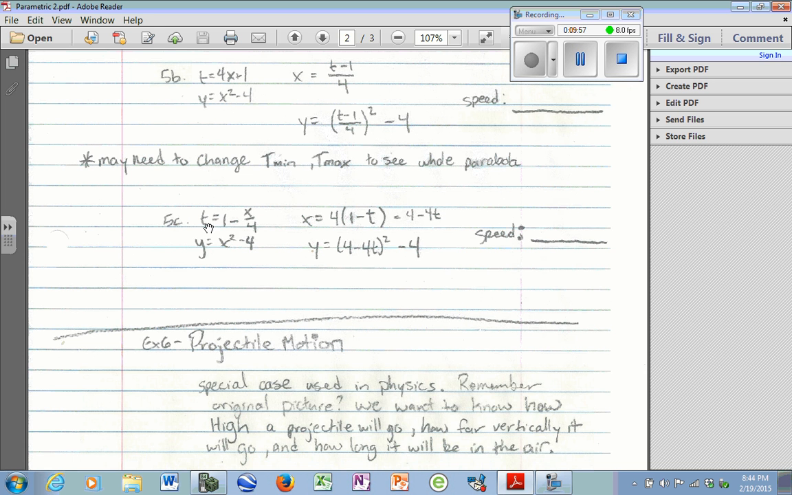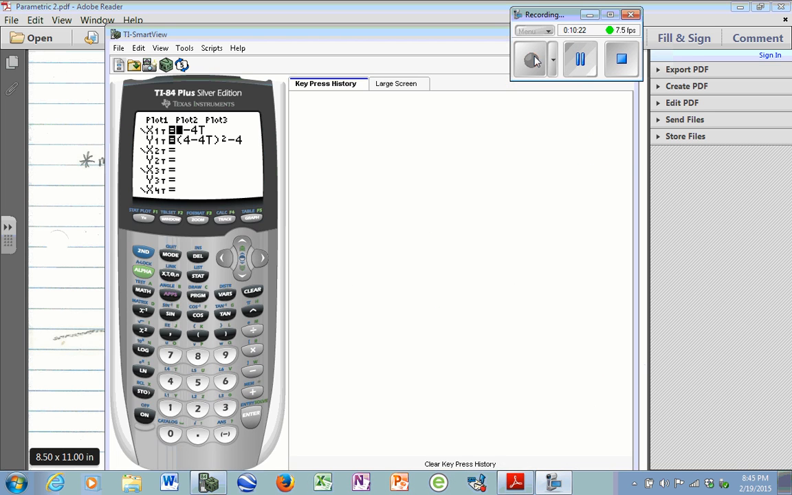So here's the last one where time is equal to 1 minus x over 4. We solve this in terms of x, so that involves moving some pieces around. The math turns out to be this: x equals 4 times 1 minus t, or if you expand that, 4 minus 4t. Plug that into the other equation. I'm just going to leave it like that instead of doing the FOIL method, because this will work just fine. Boom, there it is again.